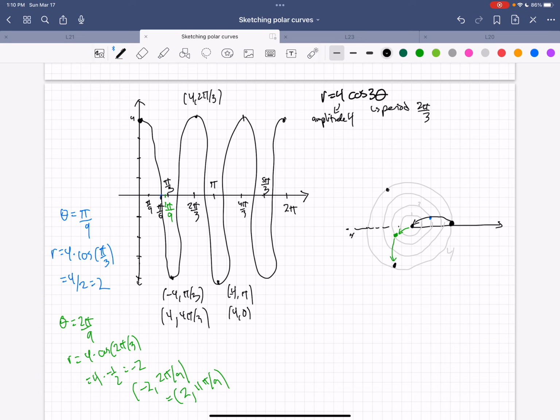And then we can keep doing that and checking these multiples of pi over 9. We'll see that we keep going like that, and then like this, and then like this. So this is a rose with 3 petals. And it goes like that.